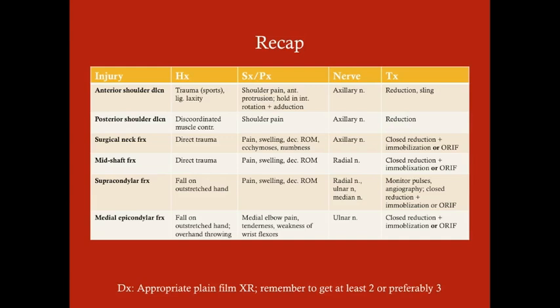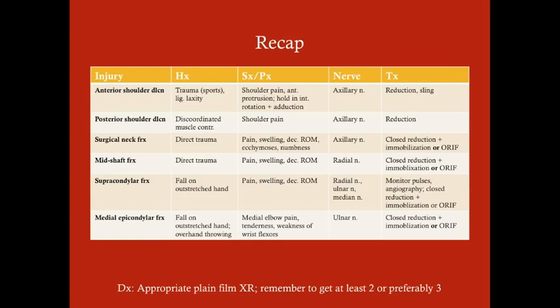The symptoms we would expect here are shoulder pain, and we would see an anterior protrusion, which is the head of the humerus. And these patients tend to hold their arms in internal rotation and adduction, because that's the way that they get their head of the humerus as close to the glenoid cavity as they can. The nerve that's affected with the shoulder dislocations is the axillary nerve.